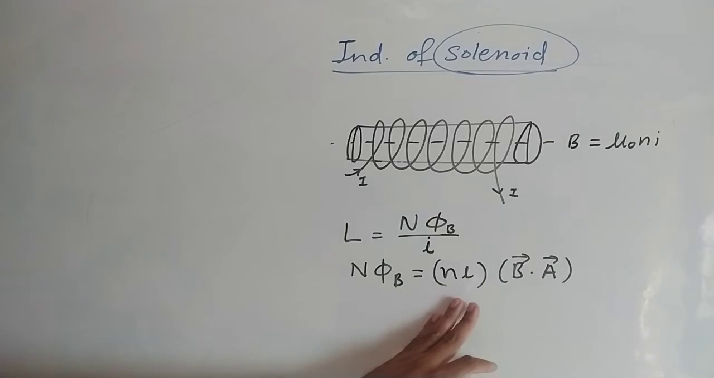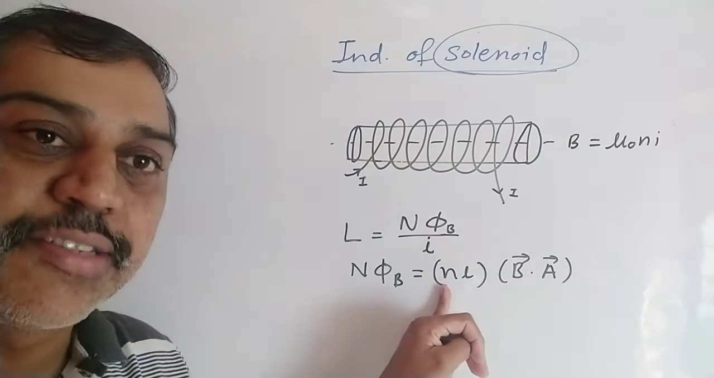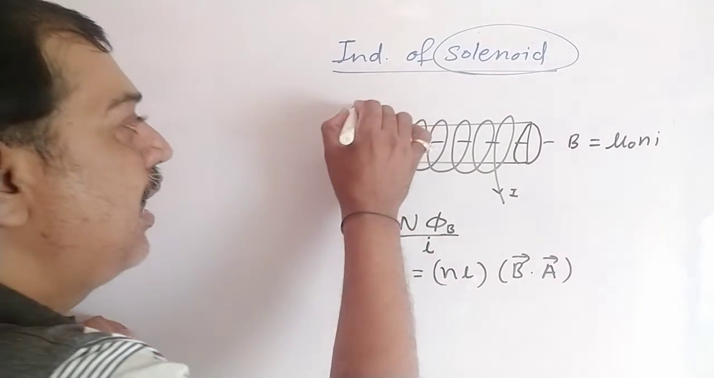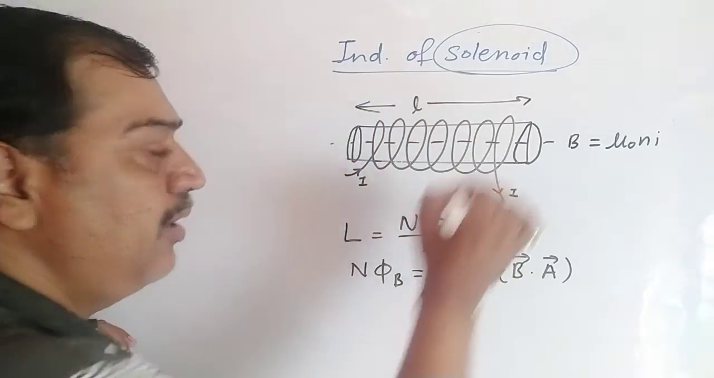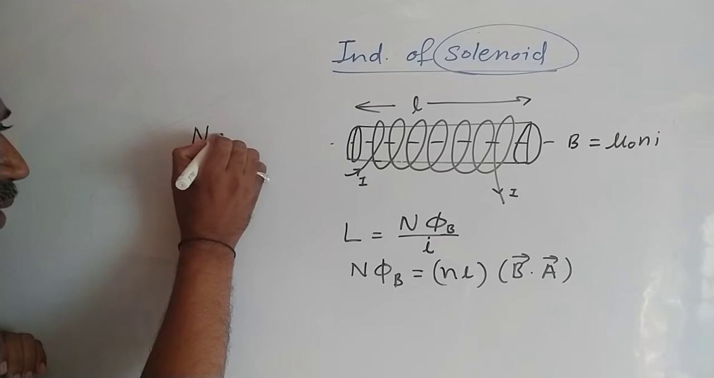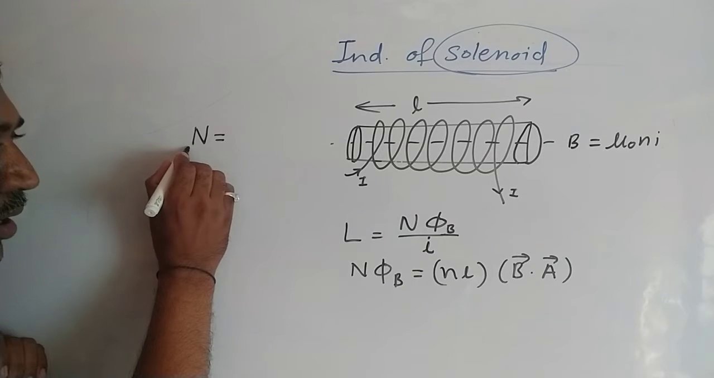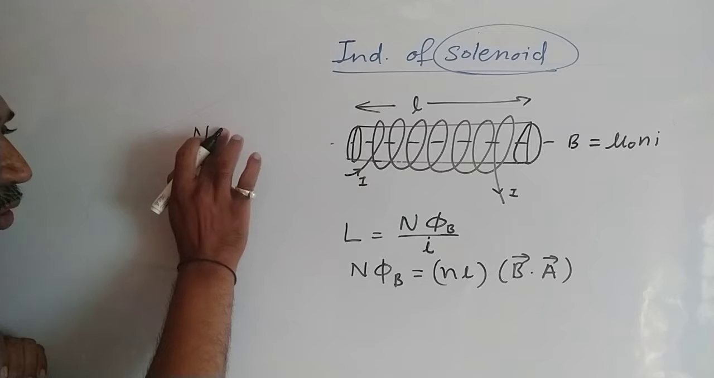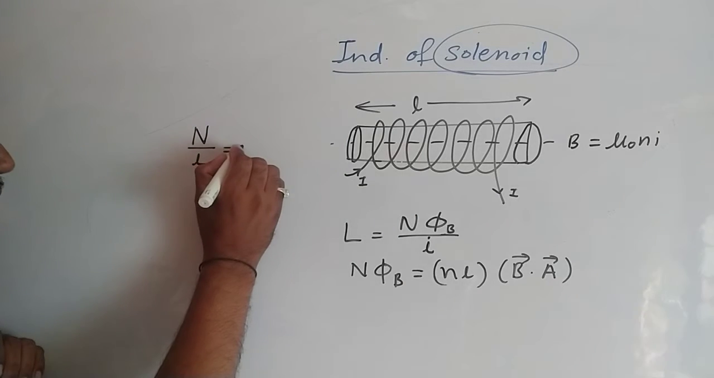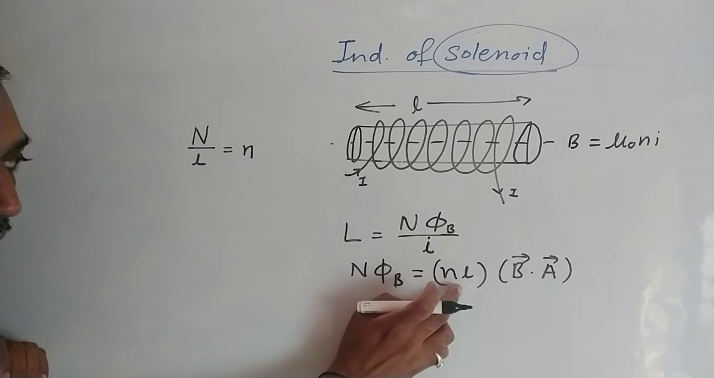N phi B equal to nL into B dot A. What is n? Number of turns per unit length. L is the length of this solenoid, and for this solenoid we can write the number of turns capital N divided by the length of the solenoid. It is said to be the number of turns per unit length, small n, that we have taken here.